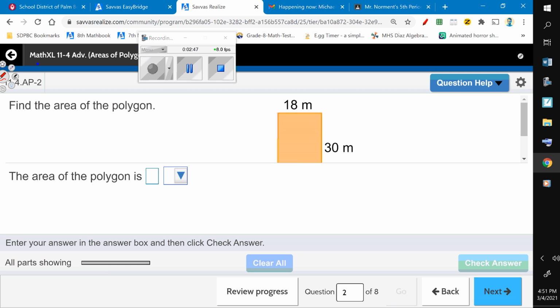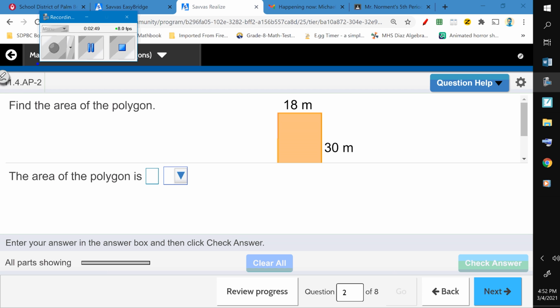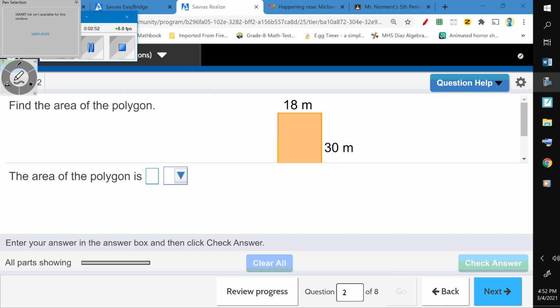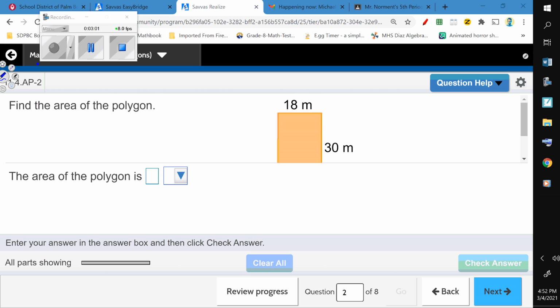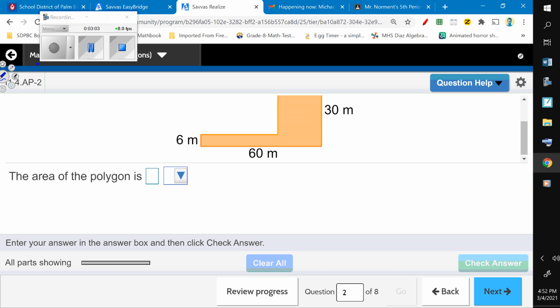Next. Let me move this recording over here. I'm going to switch to blue. Uh-oh. Okay, there we go. Find the area of the polygon. Oh, see, it's going to do this too.